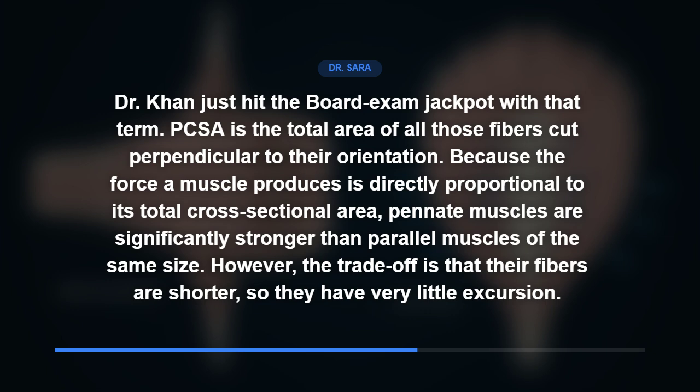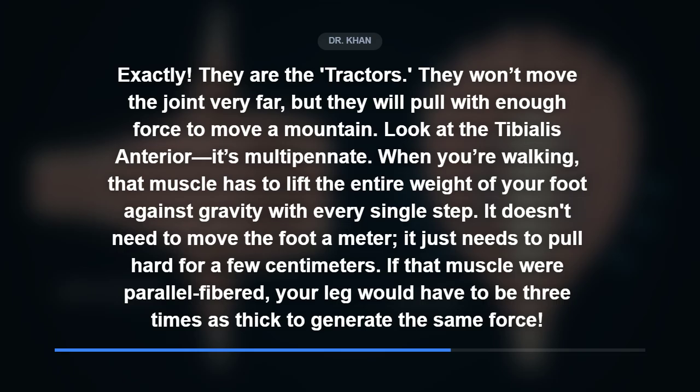Dr. Khan just hit the board exam jackpot with that term. PCSA is the total area of all those fibers cut perpendicular to their orientation. Because the force a muscle produces is directly proportional to its total cross-sectional area, pennate muscles are significantly stronger than parallel muscles of the same size. However, the trade-off is that their fibers are shorter, so they have very little excursion. Exactly. They are the tractors. They won't move the joint very far, but they will pull with enough force to move a mountain.